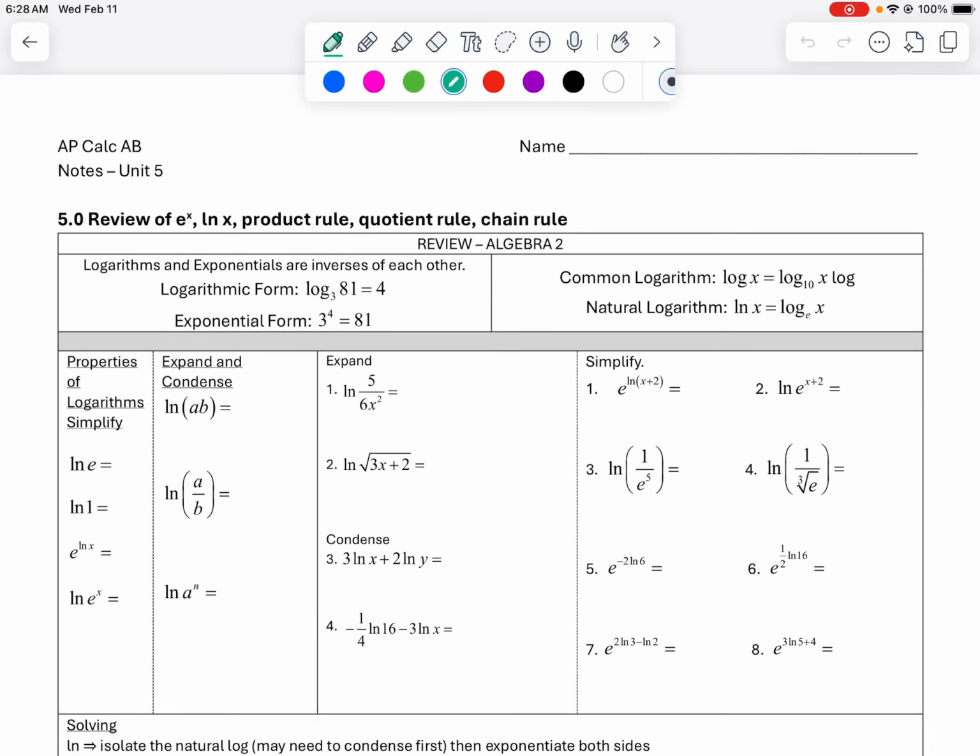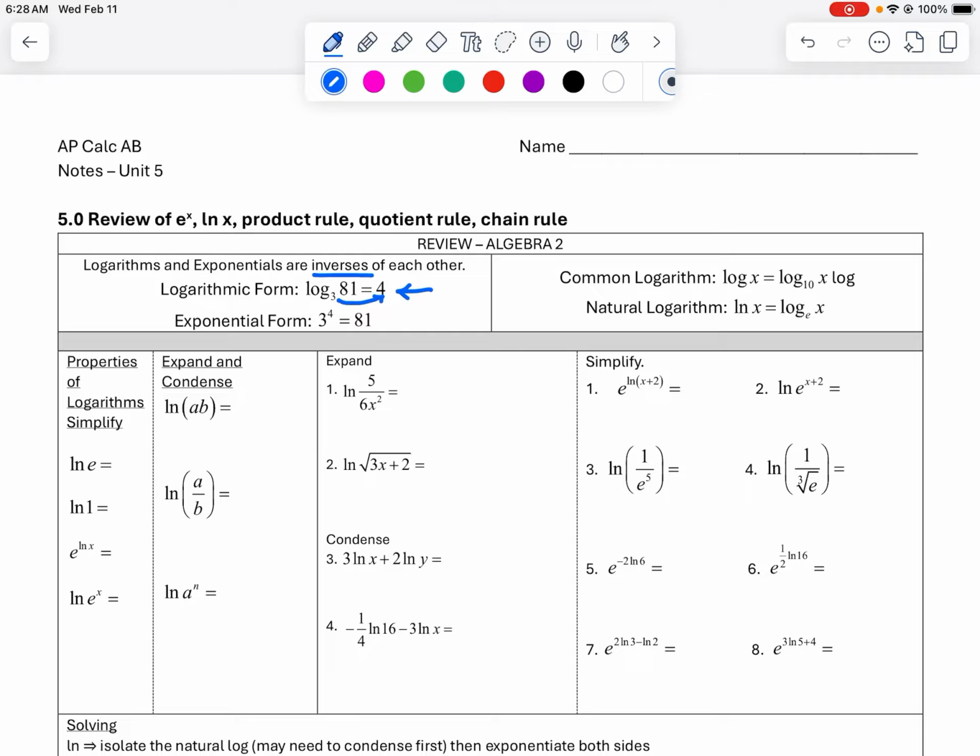Let's do a quick review of e's and natural logs, as well as product rule, quotient rule, and chain rule, so that we can put those together here in Unit 5. If you remember, a log and an exponential function are inverses of each other. Like a square and a square root, they are opposite functions. The log form of log base 3 of 81 equals 4 means the same thing as 3 to the 4th equals 81, one in logarithmic form, one in exponential form.